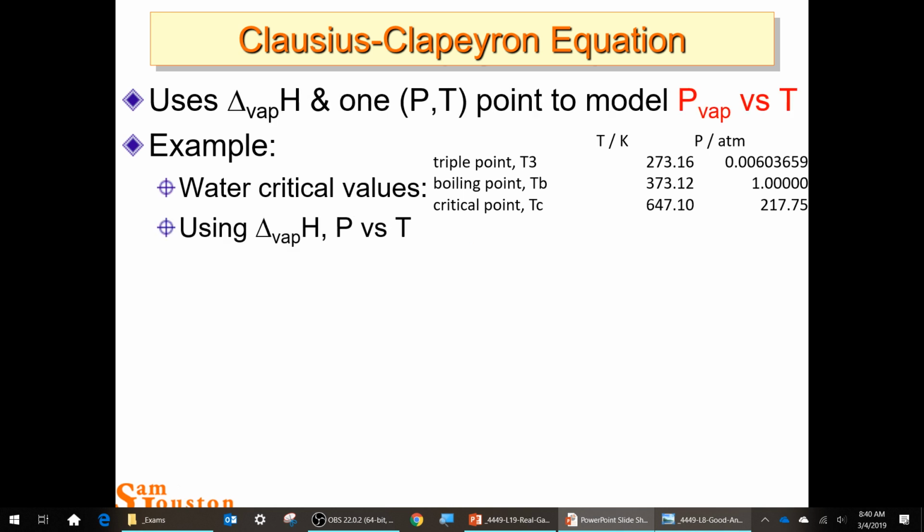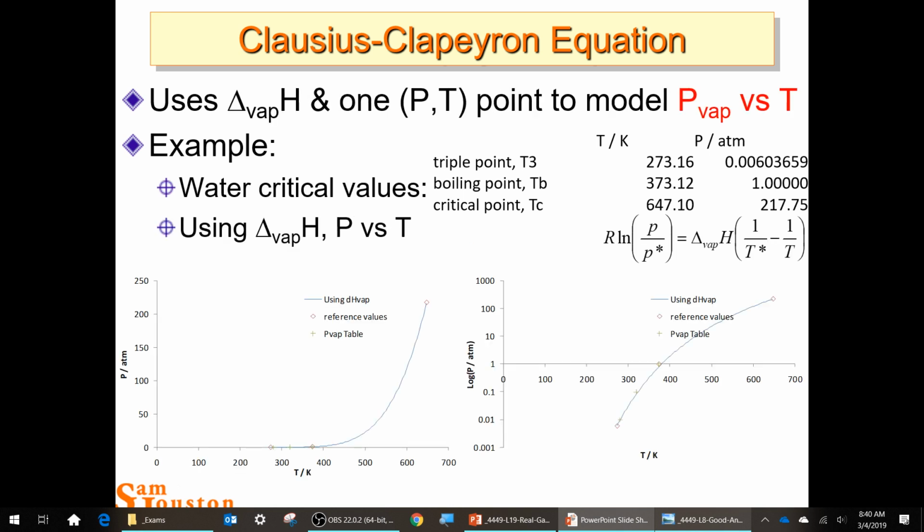This is just showing different versions of that equation and some data to show that it's amazing. You have just a single reference point, and yet you can model the vapor pressure over 300 degrees Kelvin. This is absolute pressure. This is the log of pressure.